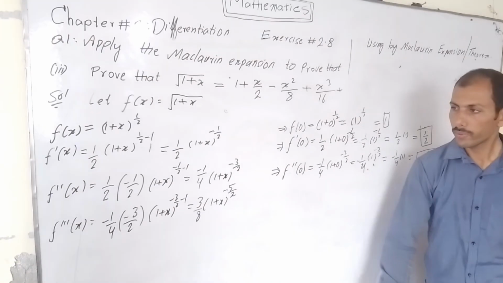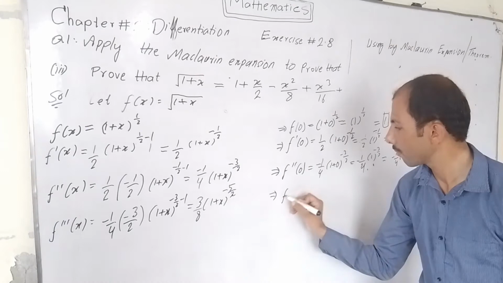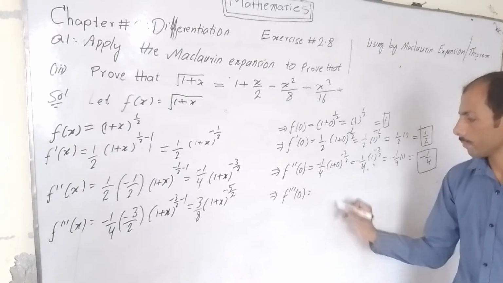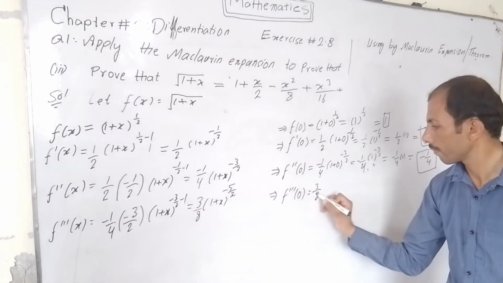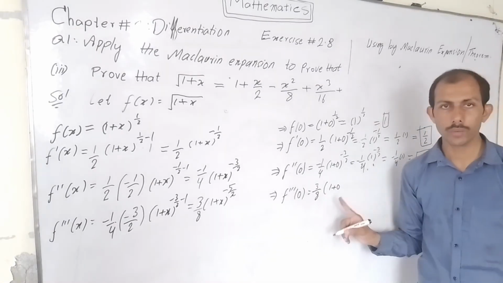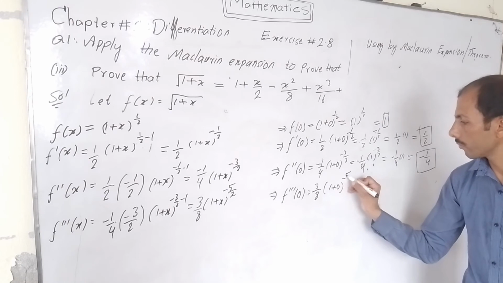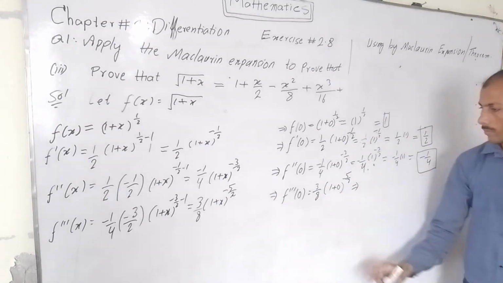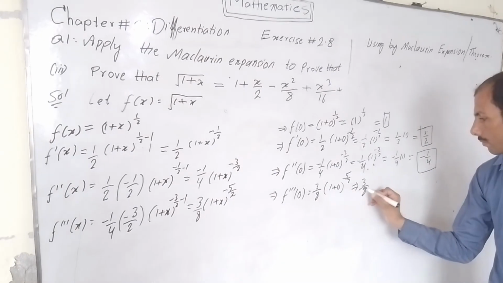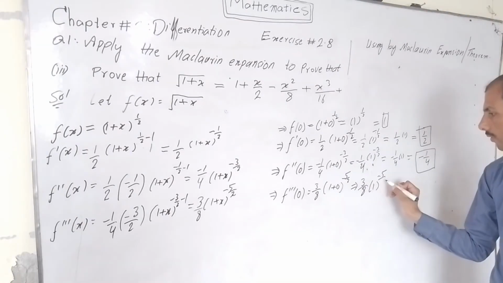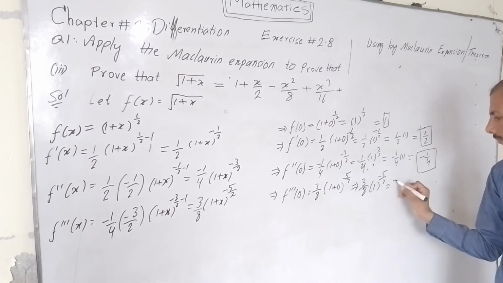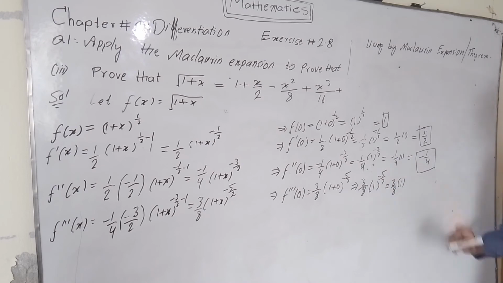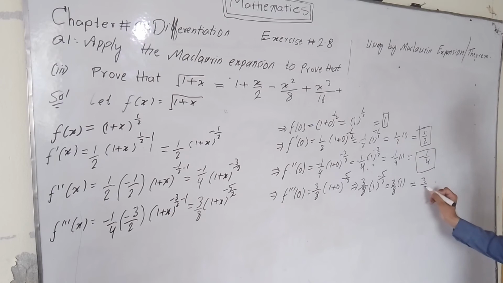This implies that f triple prime of 0 is equal to 3 over 8 into 1 plus 0 at x approaches to 0 whole power minus 5 divided by 2. This implies that 1 power minus 5 over 2 is equal to 1, so it will be equal to 3 divided by 8.